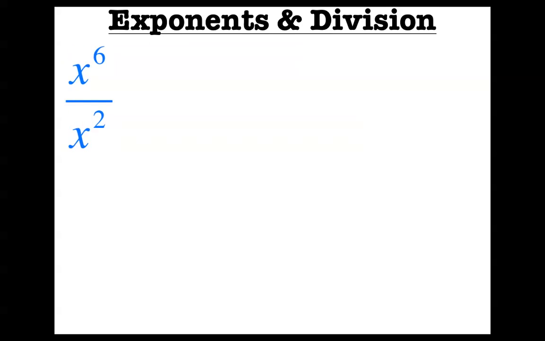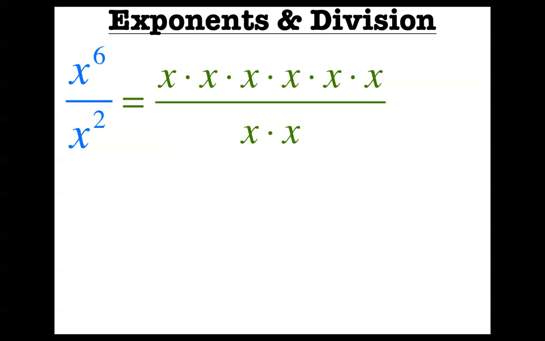Alright, here's an example. What if you have x to the sixth divided by x squared? And this is a division problem because aren't fractions usually top divided by bottom? Yeah. So we have to decide if you have x to the sixth over x squared, how many x's are we going to have left? Well, when in doubt, write it out. So x to the sixth is x times x times x times x times x times x. X squared on the bottom is x times x.